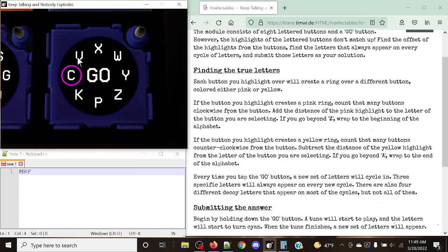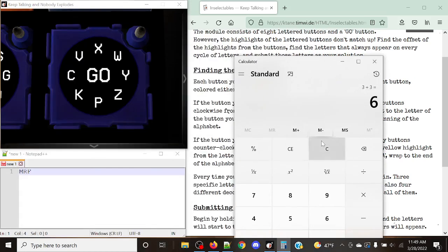Next up, Victor. Victor is going to be a pink ring, so we're going to count clockwise. We're going to do 7 in this case, because it's simply just 1 space away from it. And we're going to add this, so we're going to be adding 7. So in this case, we're going to get 22 plus the 7. Now, this does go over 26, so we're simply just going to modulo this by 26. So we're going to get 3. So this is going to be a Charlie instead.